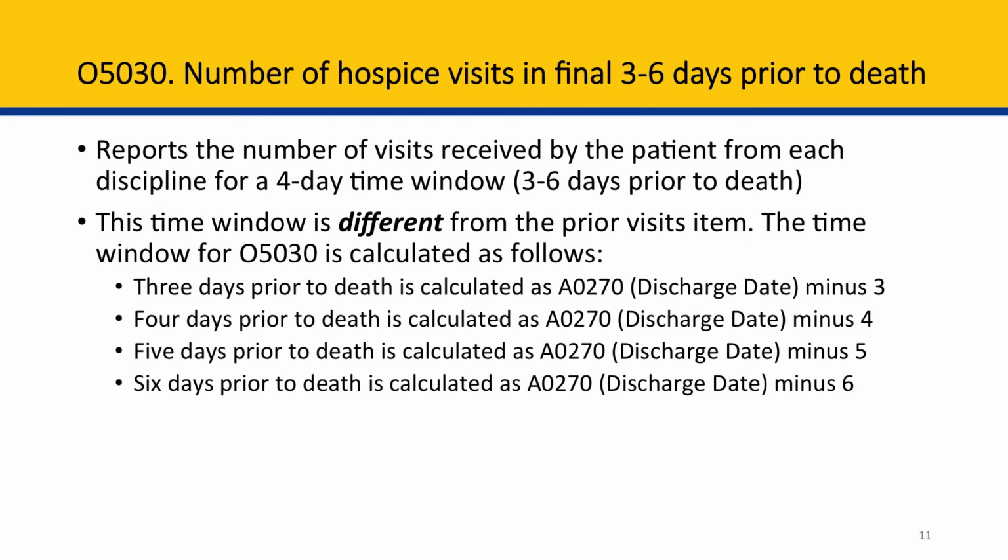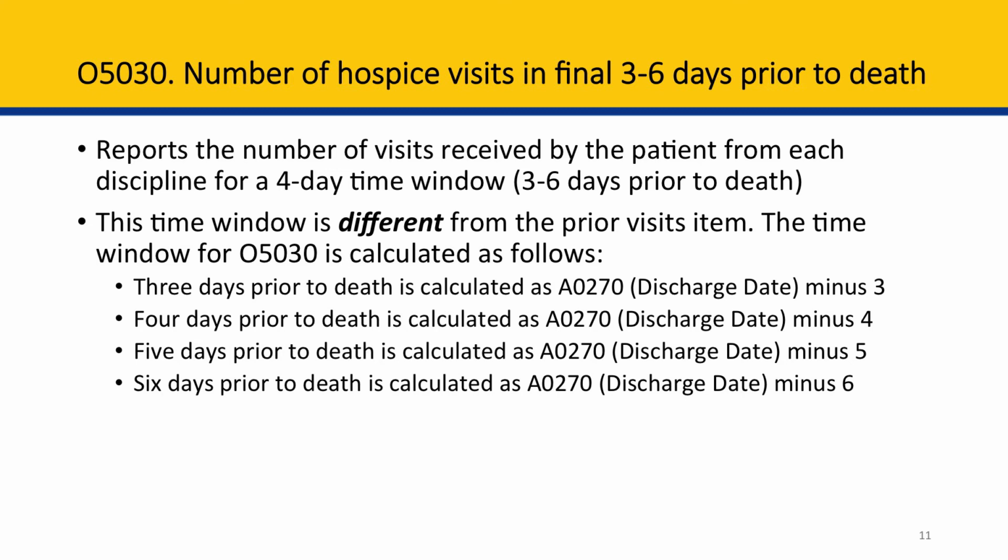O5030 is the final item in Section O and reports the number of visits received by the patient from a given discipline 3 days prior to death, 4 days prior to death, 5 days prior to death, and 6 days prior to death. So, the content of this visit item is like the content of the first visit item, just for a different time frame. This item is looking at a 4-day time window. The time window in O5030 does not overlap with the time window in the prior visit item.